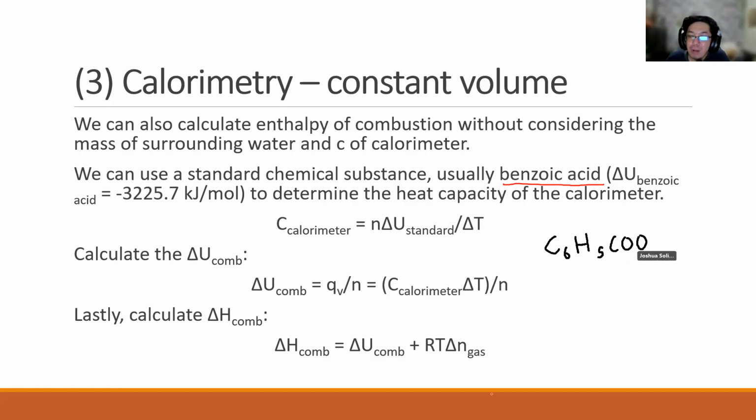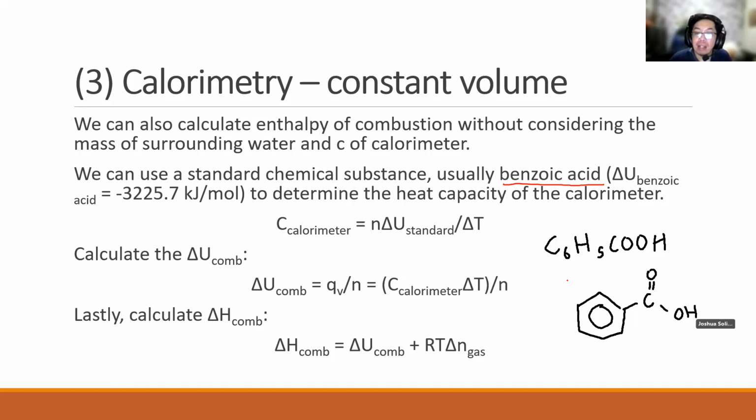Wow, good. Carboxylic acid of benzene. Literally correct. That's your benzene and then you'll have your COOH. Very good. It's like you just substituted COOH for one of the H of your benzene, so it became C6H5COOH. That is your standard chemical substance. The delta U of benzoic acid, Josh, is negative 3225.7 kJ per mole.